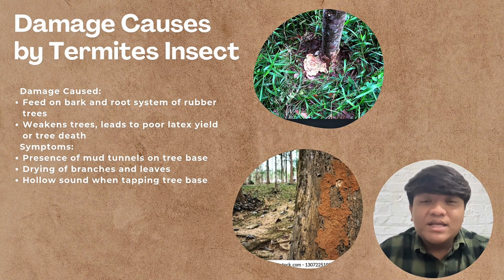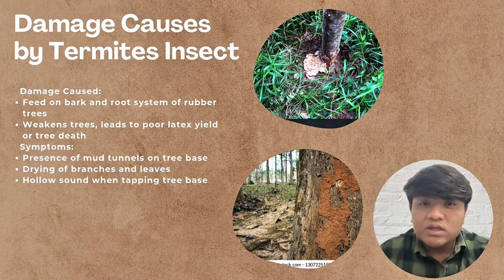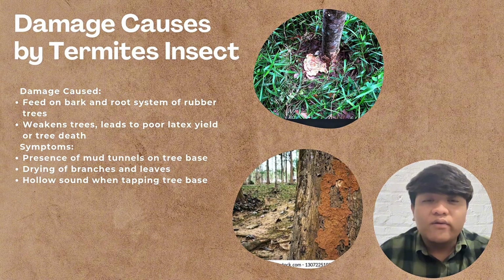Let's see the damage caused by the termites. Odontotermes obesus damage rubber trees by feeding on the bark and root system. Since they chew through live and dead plant matter, they often go unnoticed until damage becomes severe. This feeding causes the weakening of structural integrity of trees, interruption in water and nutrient flow, and then increases the susceptibility to wind throw or disease.